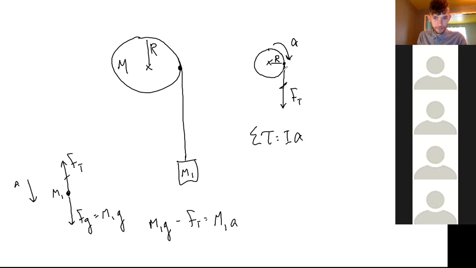It says here torque is the cross product of R and F. Correct. So R would be the big R. Correct. And would our force be the force of tension? Exactly correct. And then cross product is worried about the sine of the angle between those two things. So what's the angle between R and F? That's 90. And the sine of 90 is 1.